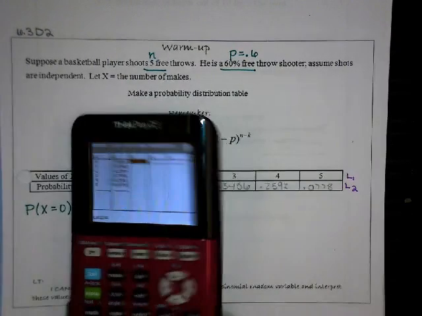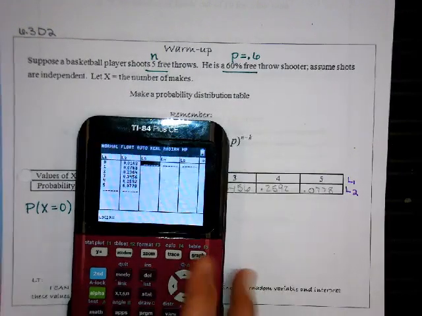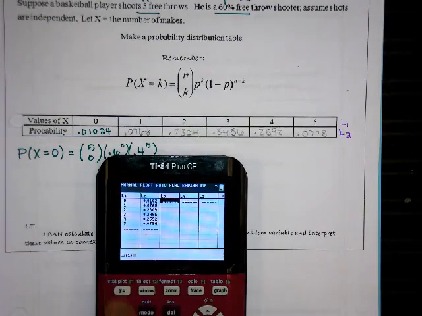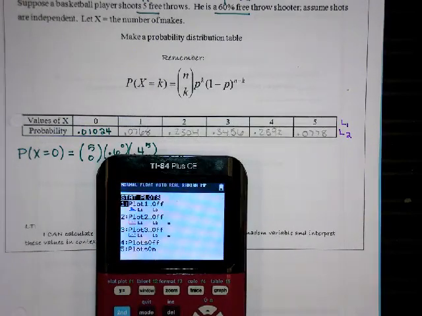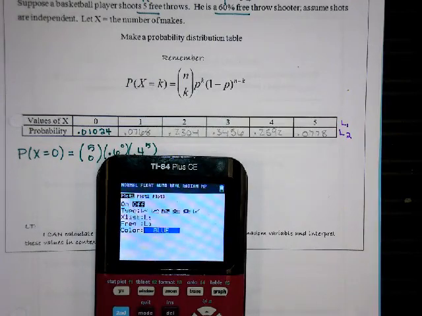Hopefully you have your two lists. They weren't that long, so it shouldn't have taken you much time to put them in there. The x values in list 1, the probabilities in list 2. What do we press to make a histogram? Second y equals. Then we're going to choose a plot. Really doesn't matter, so I'm going to use plot 1. Make sure you turn it on.